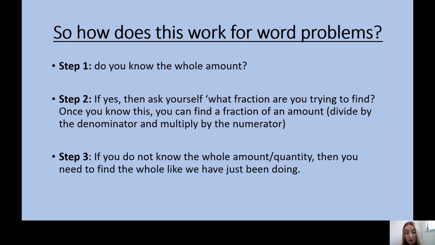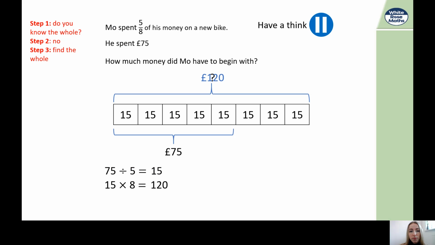If you do not know your whole amount or quantity, then you need to find the whole just like we've been doing. But for both of those methods, if you're doing step 2 or step 3, draw your bar model to help you. Okay, so we're going through an example now.